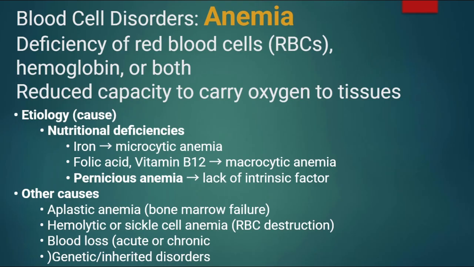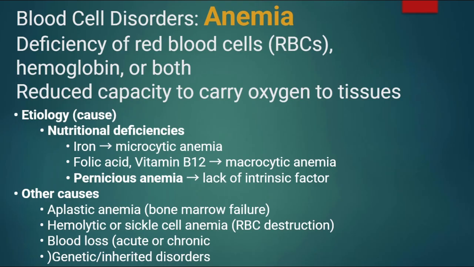A special type of vitamin B12 deficiency is pernicious anemia, where the problem isn't lack of intake but lack of intrinsic factor in the stomach, which is necessary to absorb B12. Now let's review the pathophysiology, or how anemia affects the body. Anemia can result from impaired production of red blood cells, such as in aplastic anemia, where the bone marrow fails to produce cells, or from nutritional deficiencies.